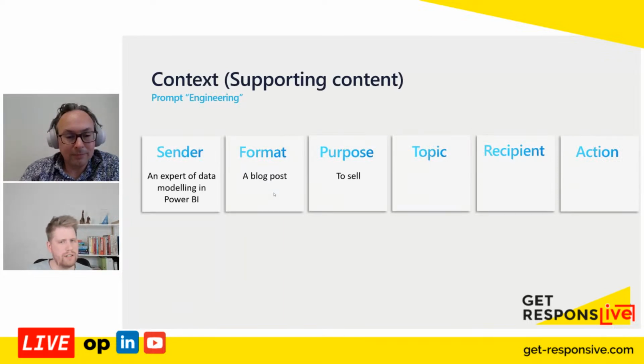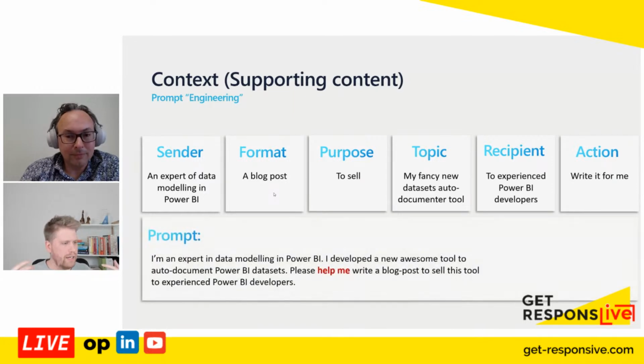I take inspiration in the classical communication model for this. If we tell ChatGPT its role, it's the sender. In this case, it could be an expert of data modeling. The format: you should write a blog post. The purpose: to sell to someone. Topic, here we have the primary content, so this is a fancy new dataset auto-documented tool or something like that. Recipient, so it knows who to write to, and action, what it needs to do.